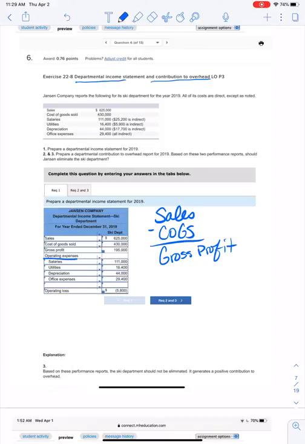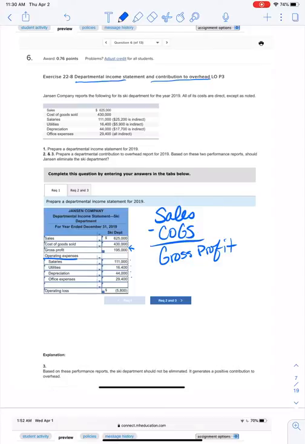So we've got our gross profit of $195. We then back out my salaries of $111, utilities of $16, depreciation of $44, and office expenses of $29,400. So when we come down to the bottom line, what we see is that we have an operating loss of almost $6,000. So the question we're trying to answer here is, would it make sense for us to eliminate this ski department from the company structure?